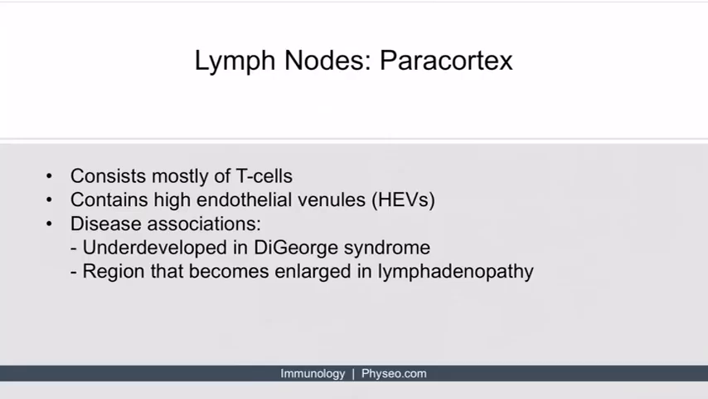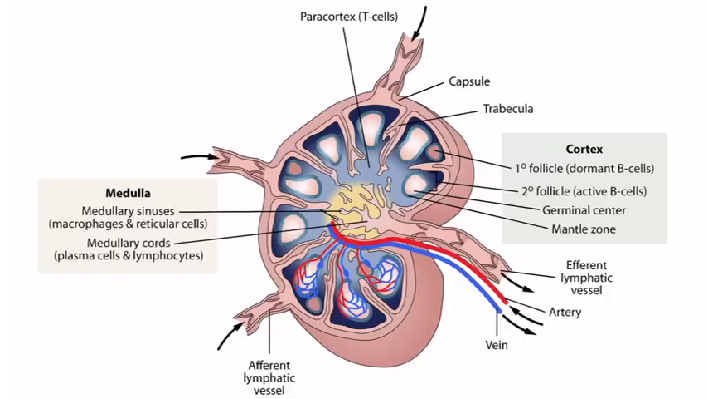Next is the paracortex. It consists of mostly T cells, and it's the region where T cells interact with dendritic cells in order to become activated. The paracortex is also the home of the high endothelial venules, which is where the lymph enters the lymph node. In terms of disease associations, it's important to know that the paracortex is the region of the lymph node that is underdeveloped in patients with DiGeorge syndrome. Additionally, the paracortex is the portion of the lymph node that becomes enlarged in a patient that has lymphadenopathy. From the image, we can see the paracortex right here, which again is where many T cells reside.